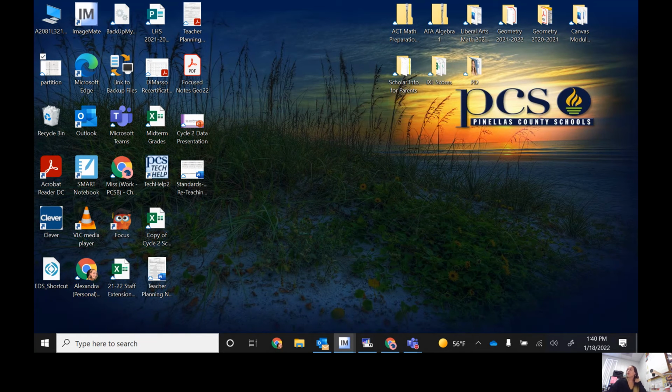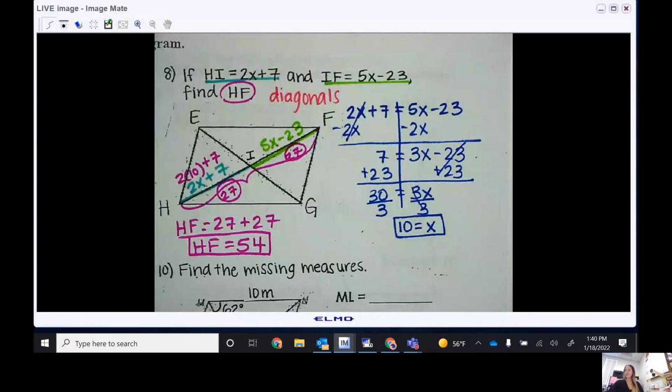Also make sure you're reading the question. See if it's asking you to solve for X or if it's asking you to plug it in. So read those questions. So you just add the 2 side lines together.